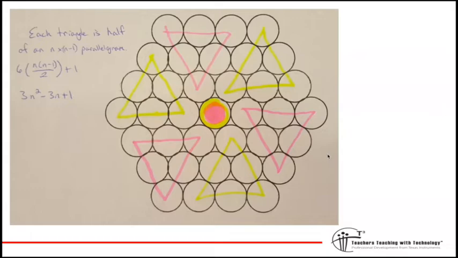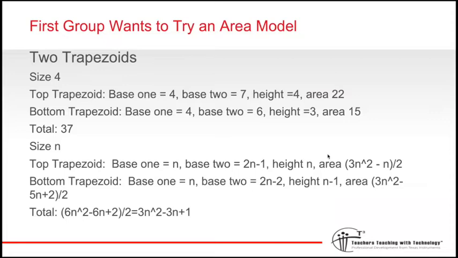And then up on the whiteboard, I didn't take a picture of it, so I tried to recreate it for you in this next slide. But up on the whiteboard, they said, okay, for the size 4, the top trapezoid had base 1 of 4, base 2 of 7, and the height was 4. And so they calculated that and got 22. And the bottom trapezoid had base 1 of 4, base 2 of 6, and the height was 3. And they got an area of 15, and the 22 and the 15 added up to their 37.